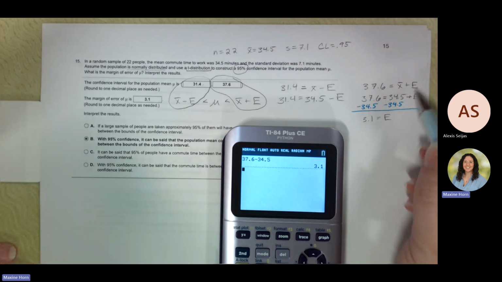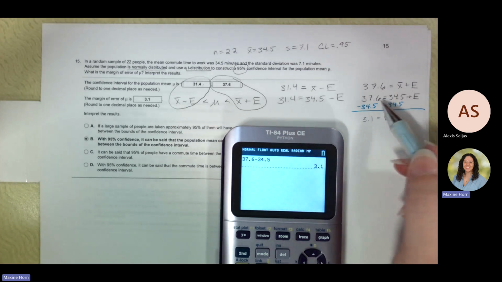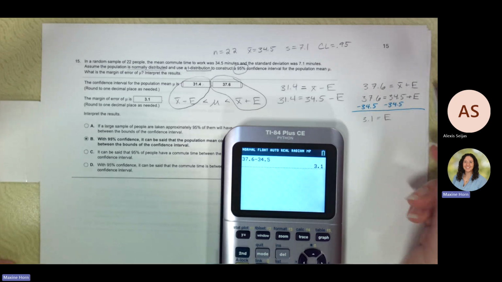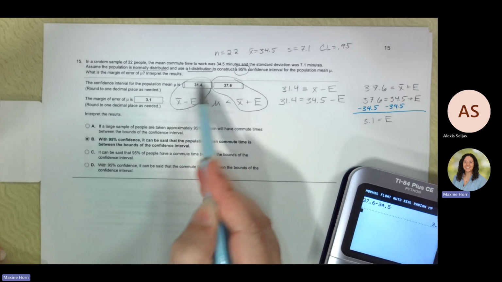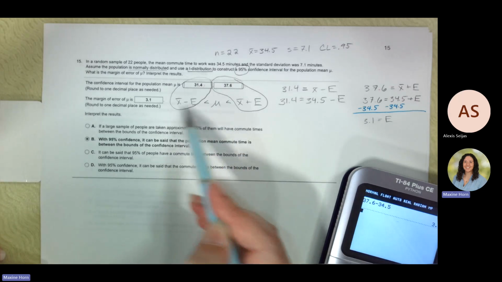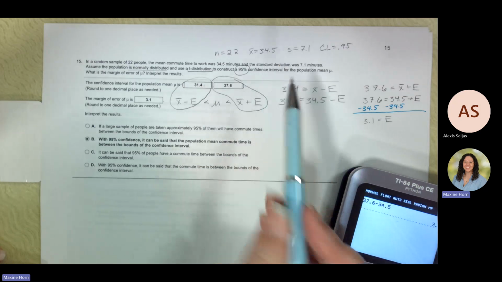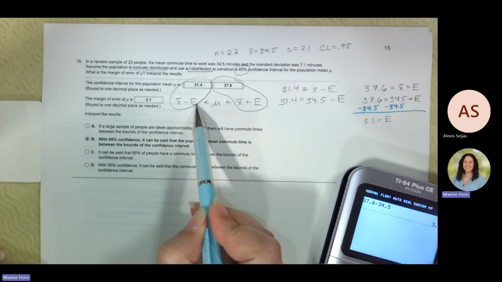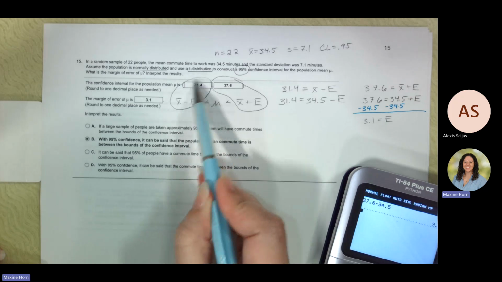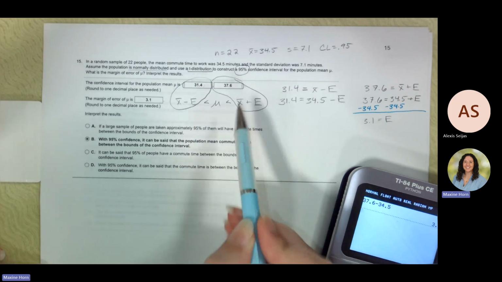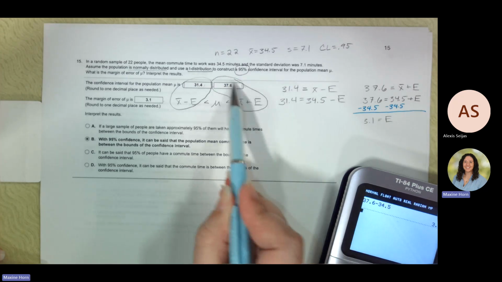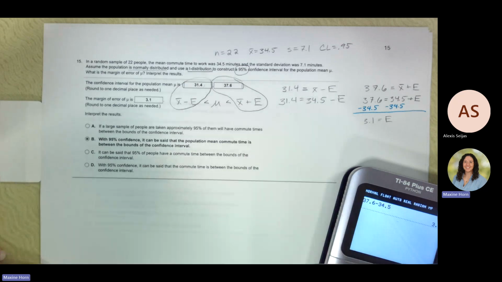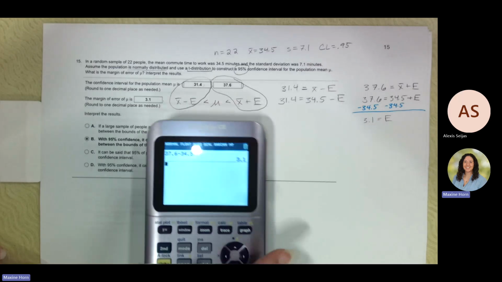Now, if you don't want to actually do an equation, then just remember that you took the 34.5 and you added something to get to this number. So the difference between them is your margin of error. Whether you're adding it or subtracting it, your margin of error is what separates your sample mean from this number. If instead of an equation you want to plug it into your calculator, you can. It would just look like this.